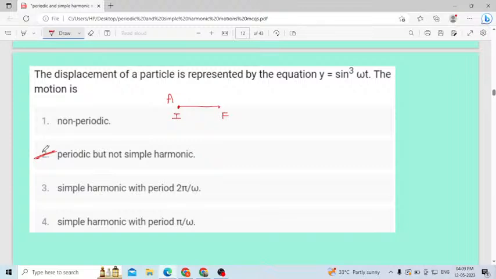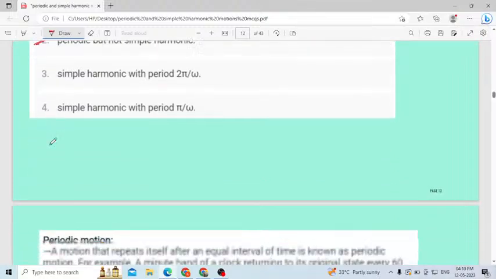Why is it periodic? It means the displacement of the particle changes, or rather is repeated, with respect to time. Simple harmonic motion means the object oscillates to and fro, oscillatory motion. But here the displacement of the particle occurs in a straight line, linear motion. This is not a simple harmonic motion. Therefore, the correct answer for this question is periodic but not simple harmonic. That is the correct answer.